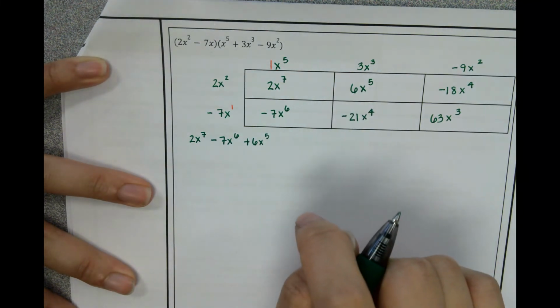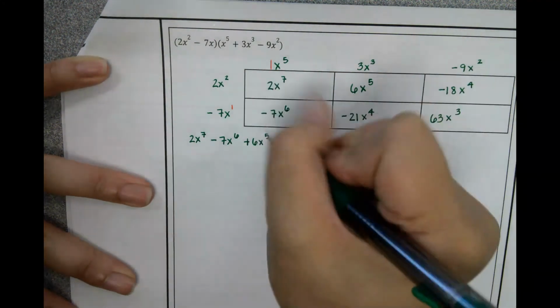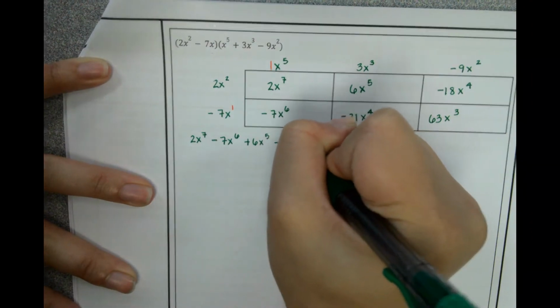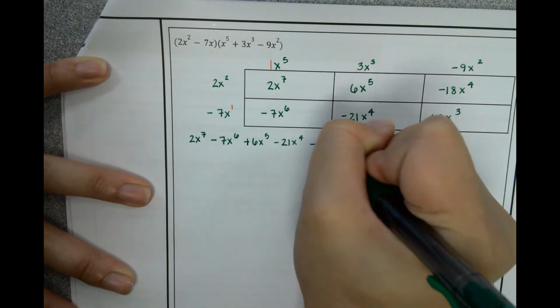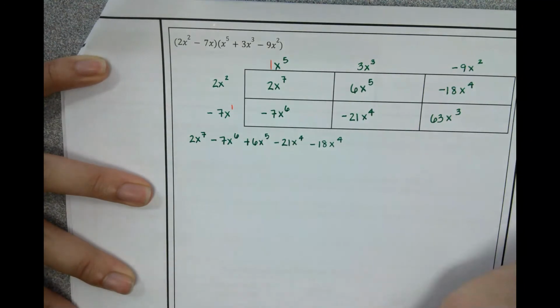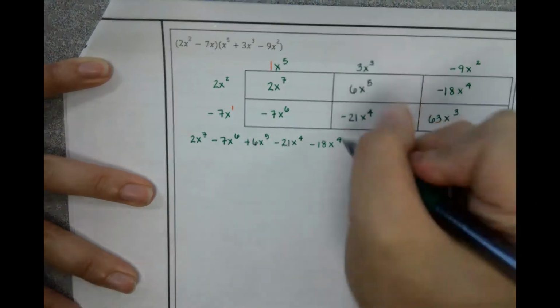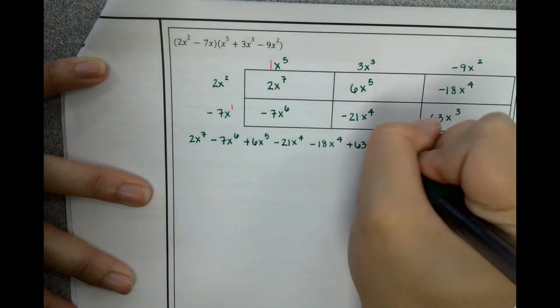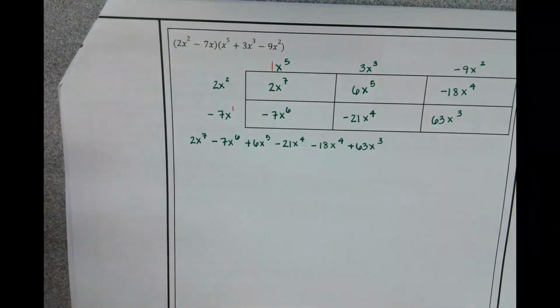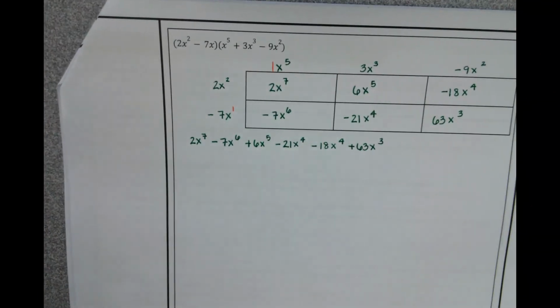Then I want my x to the 4th. There's two of them. I'm going to write both of them: negative 21x to the 4th and negative 18x to the 4th. And then last is my x to the 3rd, so plus 63x to the 3rd. I don't have x squared, x to the 1st, or constant, so I'm good here.